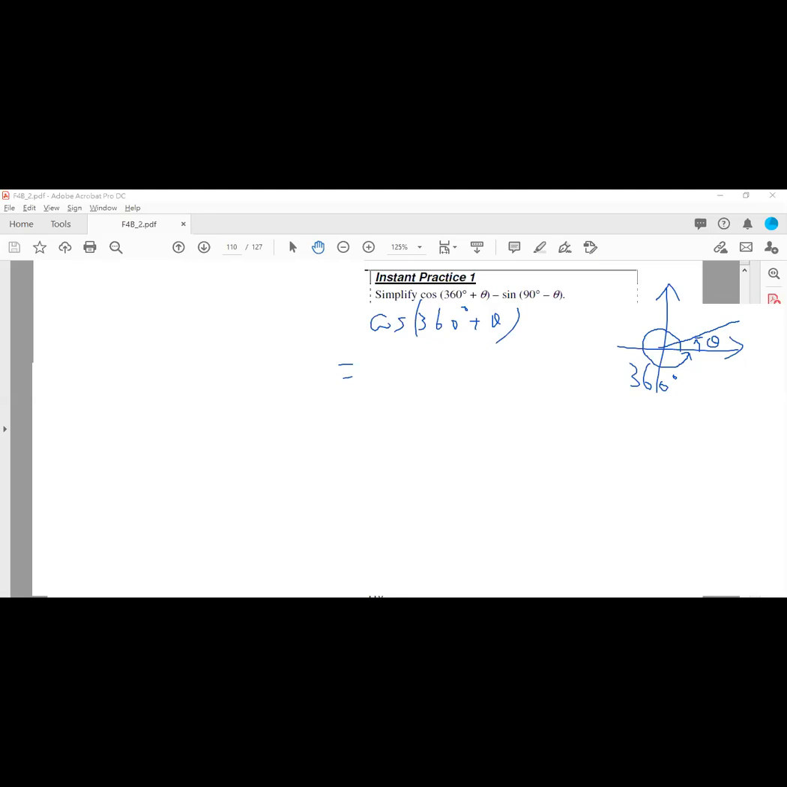Okay, and then according to the ASTC rule, and we are landing on A. Okay, A means all of them will be positive.